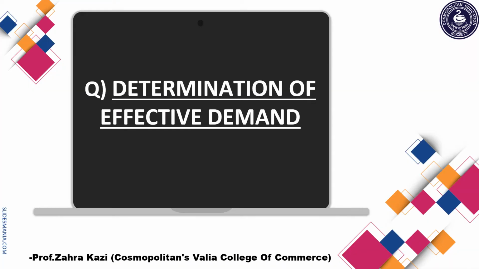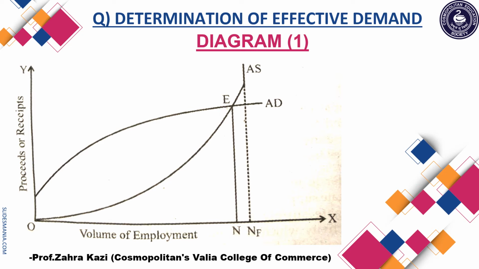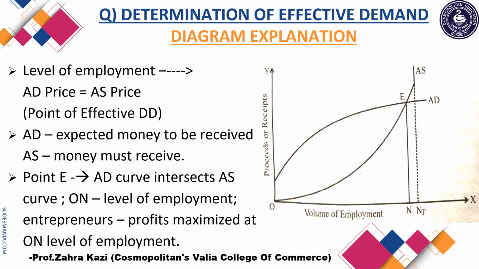The next question is on determination of effective demand. In this answer of determination of effective demand, there are two diagrams. Let's understand the very first diagram. The x-axis represents the volume of employment, while the y-axis represents the proceeds or receipts. The level of employment is determined at a point where aggregate demand price is equal to aggregate supply price. So this point is called the point of effective demand.